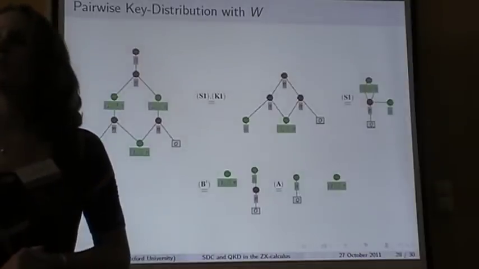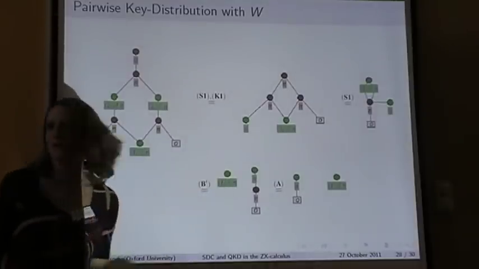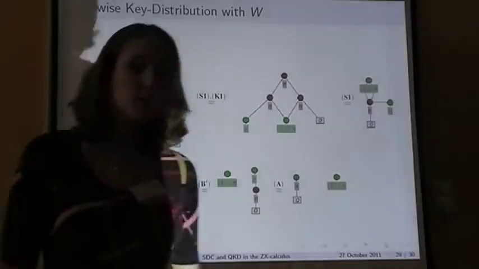Yes? What is this remaining dot in the end? Okay, so this is a scalar. If there are no inputs and outputs, it's a scalar, but we've decided to leave scalars out, so you can ignore that. Okay, so we now have shown that pairwise key distribution also works.